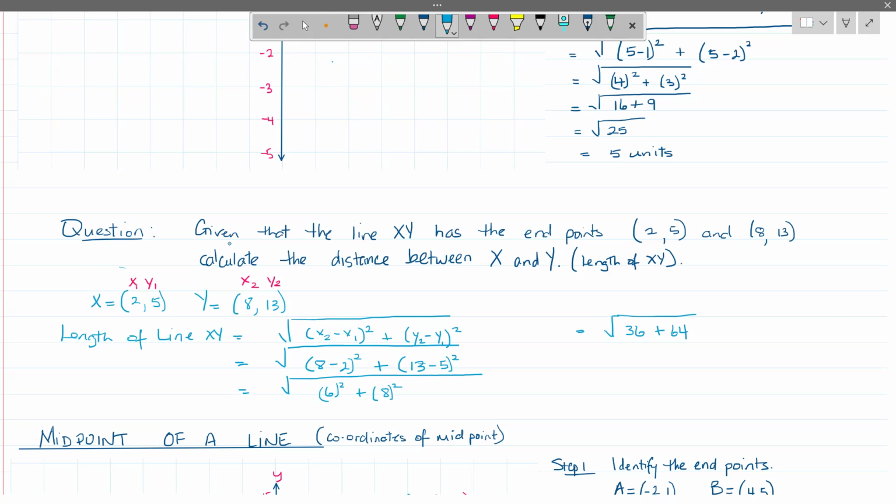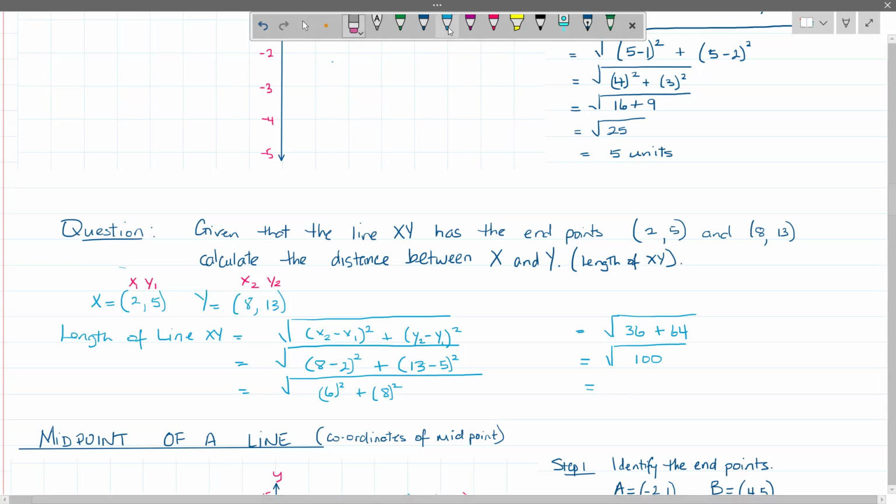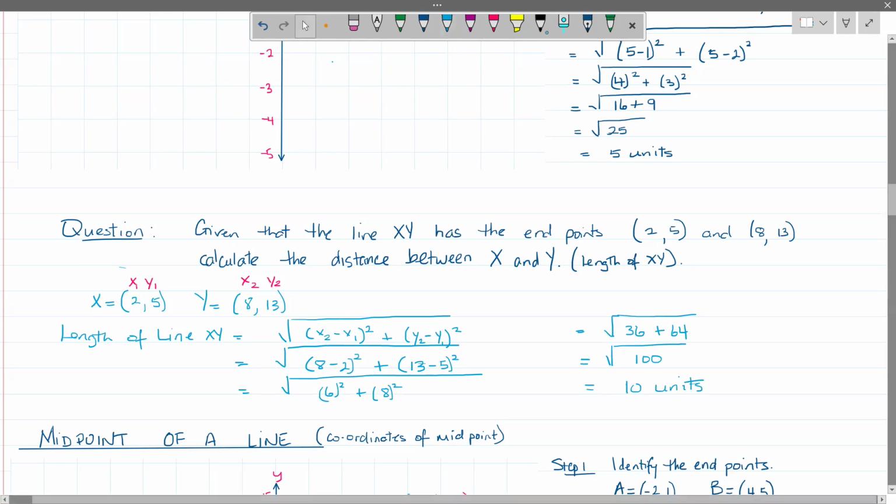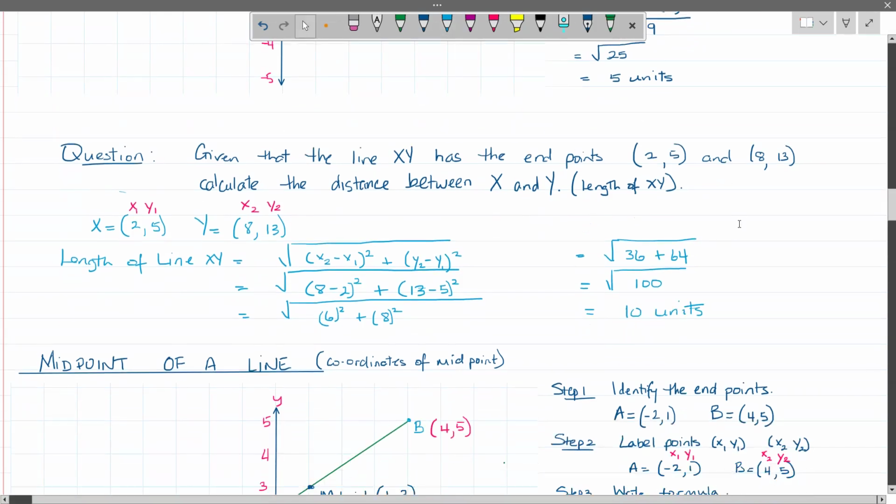Notice how I keep putting back the square root sign until I work out everything underneath here. 36 and 64 is 100. The square root of 100 is going to give me 10. Remember, the answer here is going to be in units. 10 units. Everybody get that? Easy? Easy peasy? Right. So now you know how to find the length of a line. Regardless of how they bring this in a question, they draw it, they give you a kind of fancy thing.